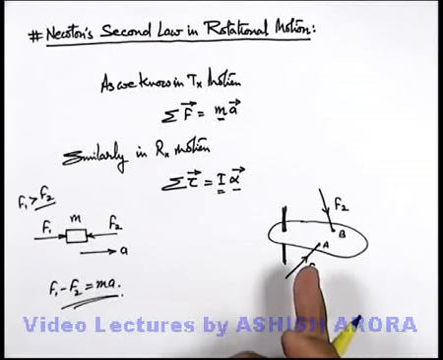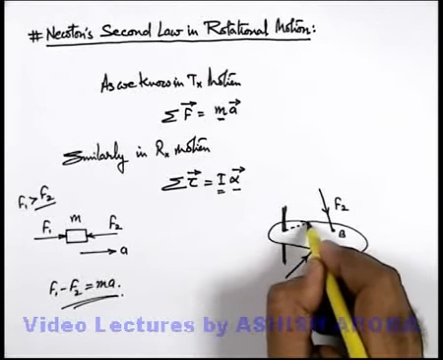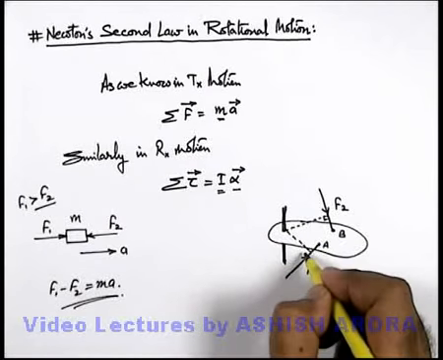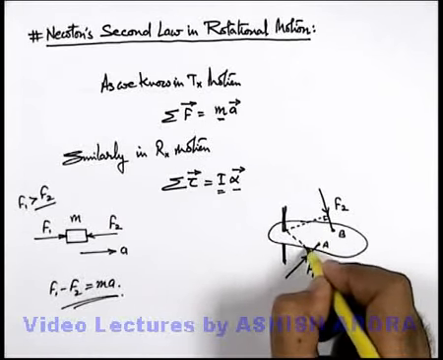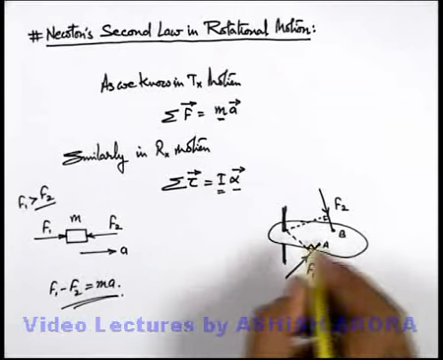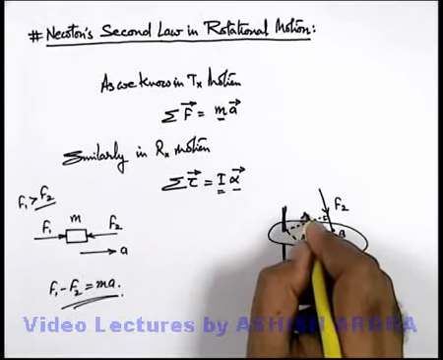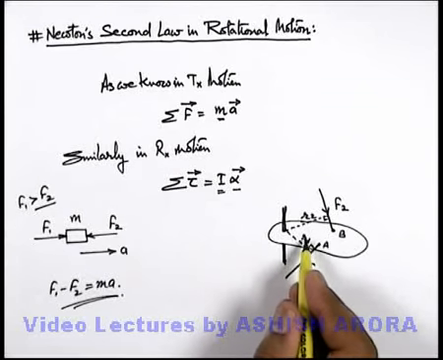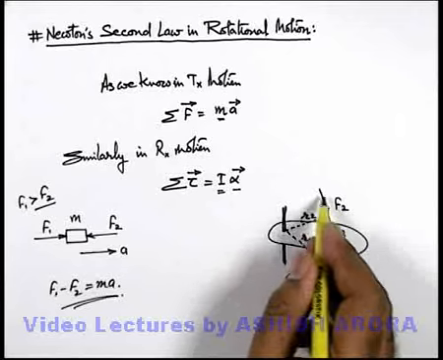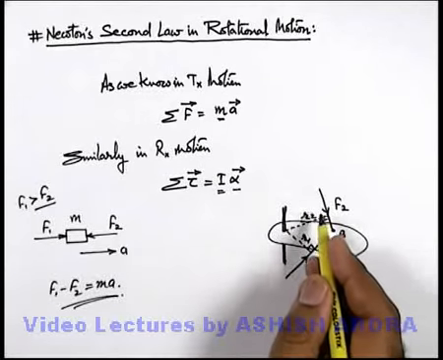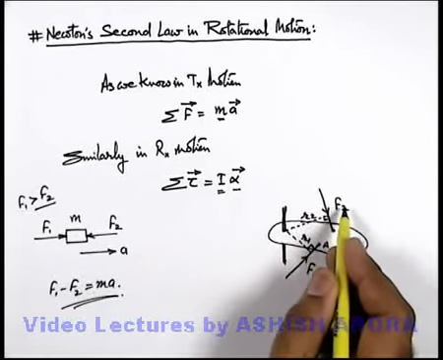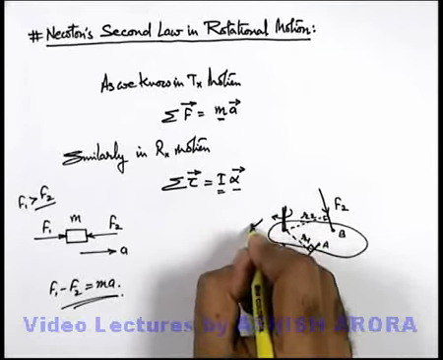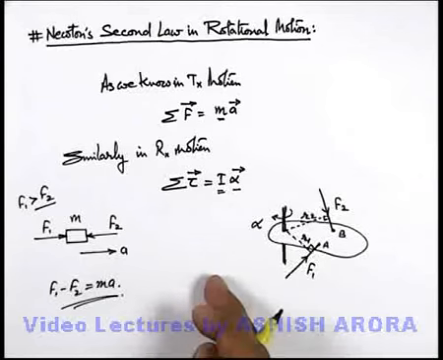If we wish to find the torques, we can drop perpendiculars from the axis of rotation to the line of the force vectors, the direction along which the forces are acting. So if this distance is R1 and this distance is R2, the torque due to the force F1 is F1 R1, and that due to F2 is F2 R2. And say in this situation, if the torque due to F2 is more than that of F1, the body will rotate with an angular acceleration alpha in a clockwise manner.